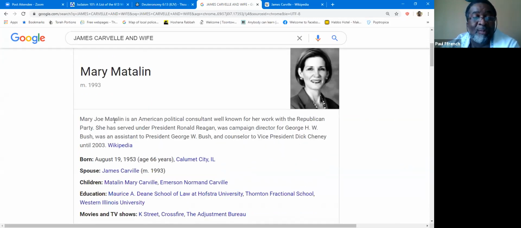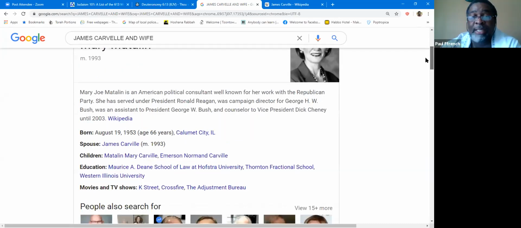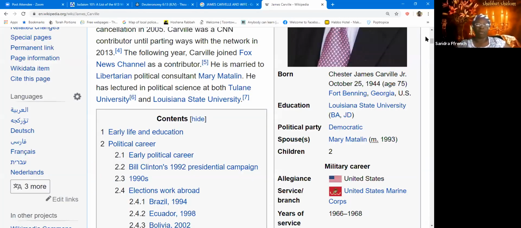It says Mary Jo Matalin is an American political consultant, well known for her work with the Republican Party. She has served under President Ronald Reagan, as director for George H.W. Bush, was assistant to President Bush, and Vice President Dick Cheney. So she's a Republican strategist. And you know who her husband is? A Democratic political consultant, James Carville. Click on his name. I have him up here. See, James Carville.